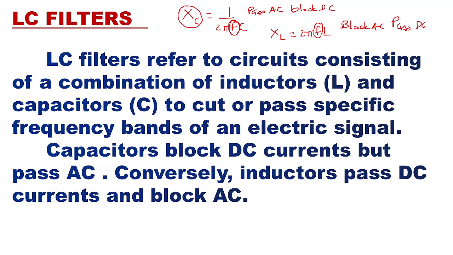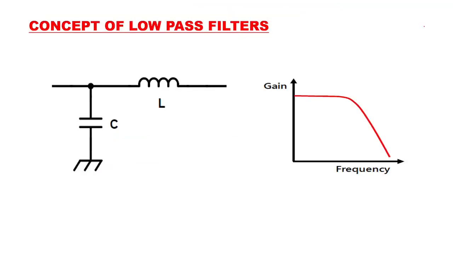Okay. So in this way, these components, that is inductors and capacitors, can be connected in series and parallel to decide a frequency range by the circuit which can be passed or which can be blocked, and hence these components are used to build up filters. Then we'll come to the concept of filters, low pass filter.